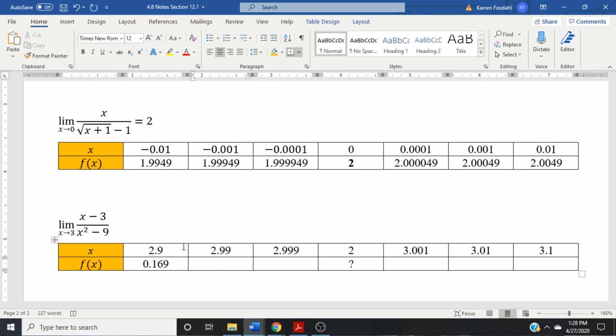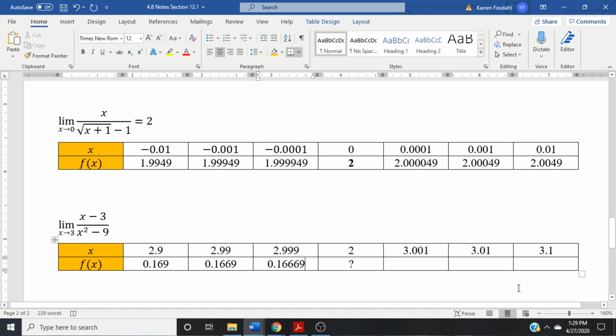Then we plug in 2.99. So, 2.99 minus 3 divided by 2.99 squared minus 9. Your answer is 0.1669. And then if we plug in 2.999 minus 3 divided by 2.999 squared minus 9, that gives us 0.1666.